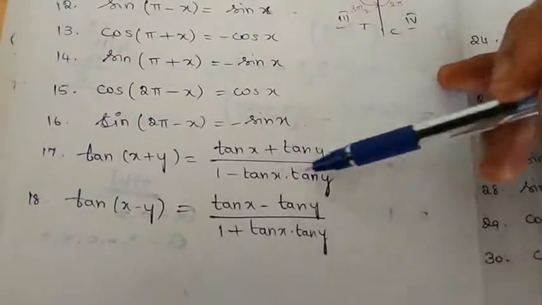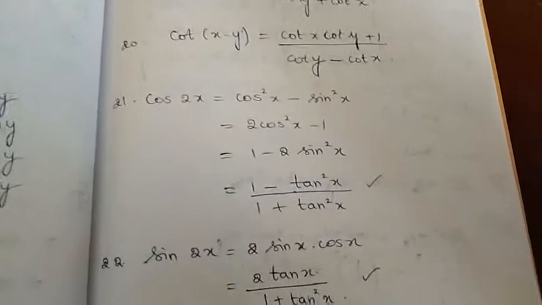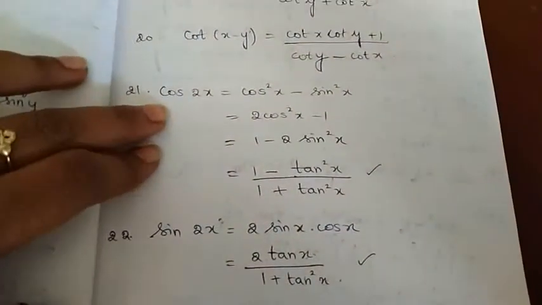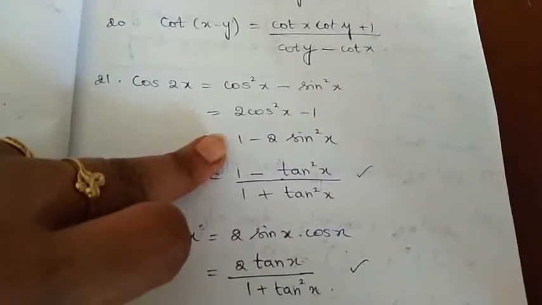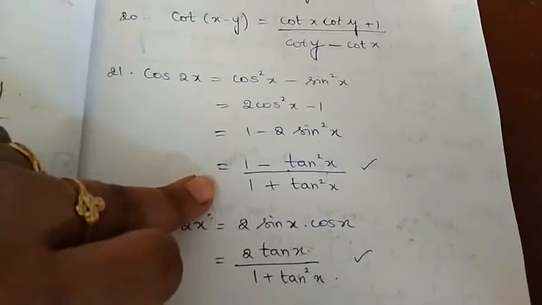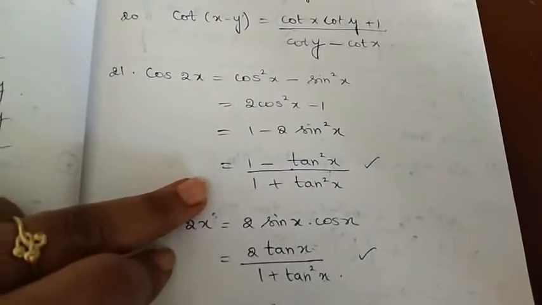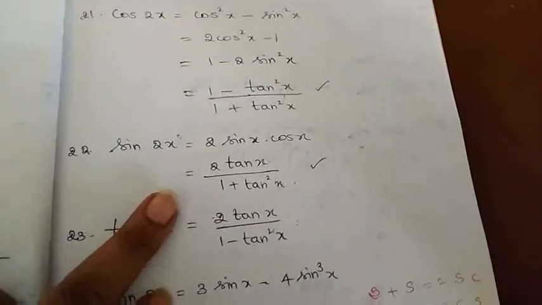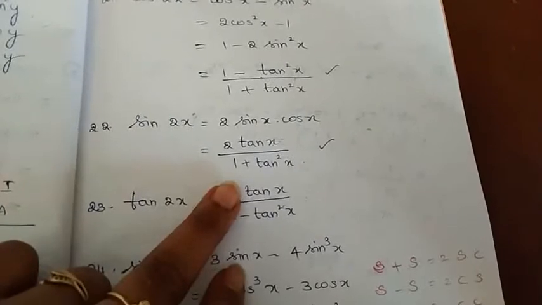Then tan x plus y is tan x plus tan y divided by 1 minus tan x tan y. Similarly for tan x minus y, all these identities you have to learn by heart. Cot x plus y, cot x minus y. Then cos 2x is cos square x minus sin square x, or 2 cos square x minus 1, or 1 minus 2 sin square x. In terms of tan, it is 1 minus tan square x divided by 1 plus tan square x. Similarly, sin 2x is 2 sin x cos x. In terms of tan, 2 tan x divided by 1 plus tan square x.